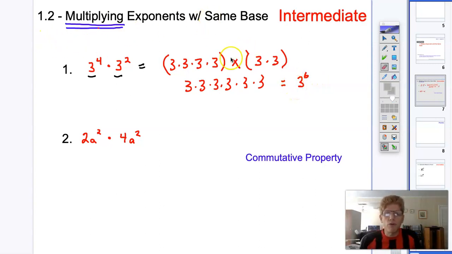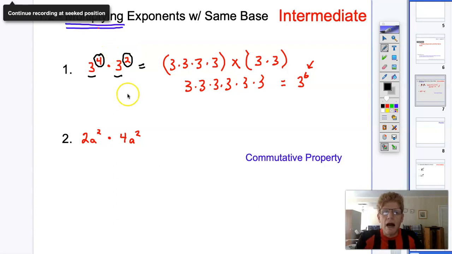And at this point, I want to show you a relationship. We now have this being 3 to the sixth power right here. Well, what happens if I were to look at the exponents? This is 3 to the fourth. And this is 3 to the second. If I were to add those two numbers, what would I get? I would get 6. 4 plus 2 is 6. So 3 to the fourth times 3 to the second is equal to 3 to the sixth. And that is our rule for multiplying exponents with the same base. We simply add the exponents. Pretty sensible, right? Pretty easy stuff.